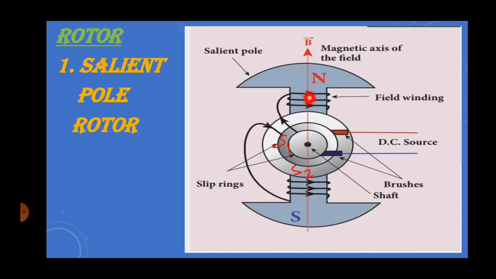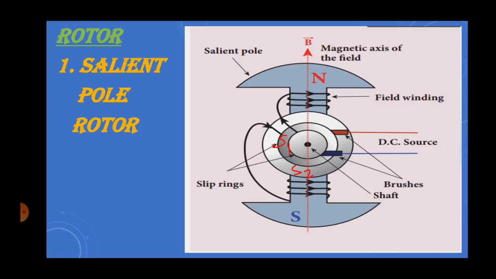One end of the coil is connected to slip ring 1. This is slip ring 1, and the other end of the coil, at the south magnetic pole, is connected to slip ring 2. So the magnetic field winding has one end of the coil connected to slip ring 1 and the other end of the coil connected to slip ring 2. When this coil rotates, the slip rings rotate along with the axis and salient core.